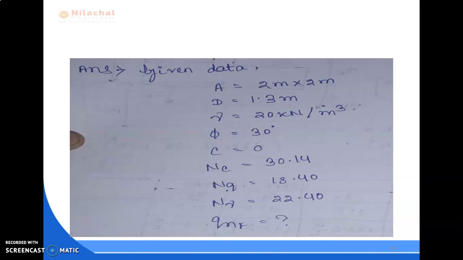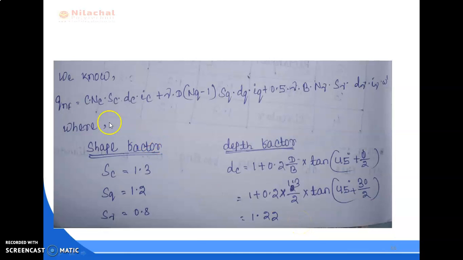Let's write down the given data. These are the given data. Here we have to find out Q nf. So we know directly we apply this formula. Q nf equal to C Nc Sc Dc Ic plus gamma D (Nq minus 1) Sq Dq Iq plus 0.5 gamma B N gamma S gamma D gamma I gamma W dash. So one by one now we calculate it.